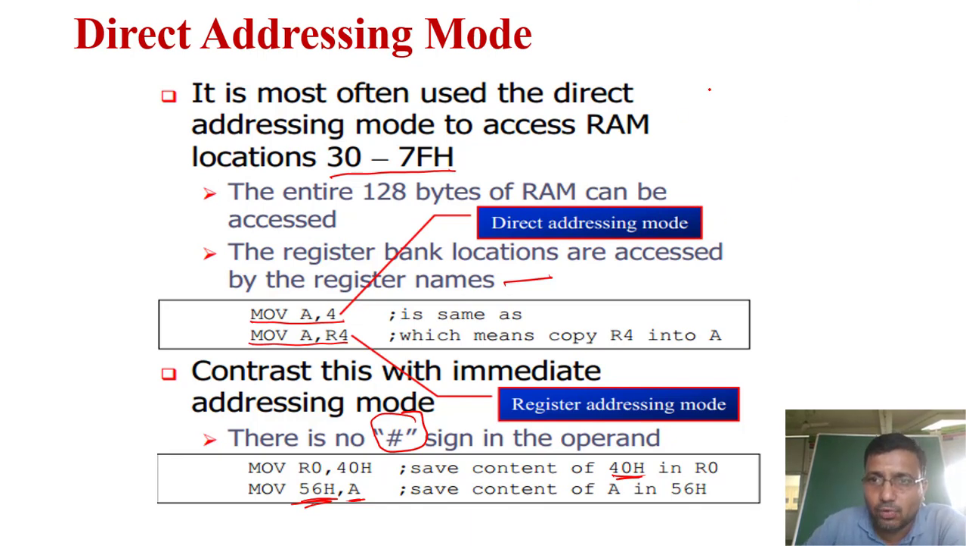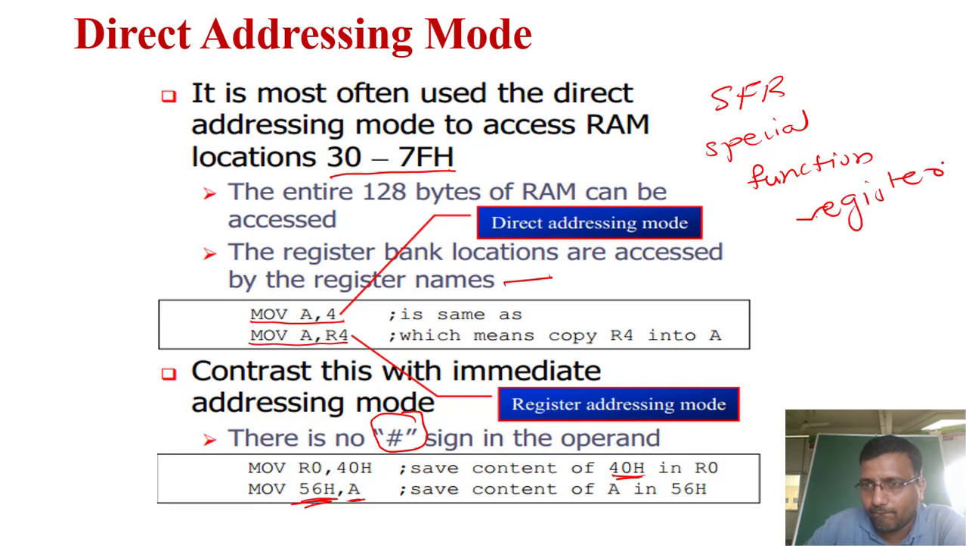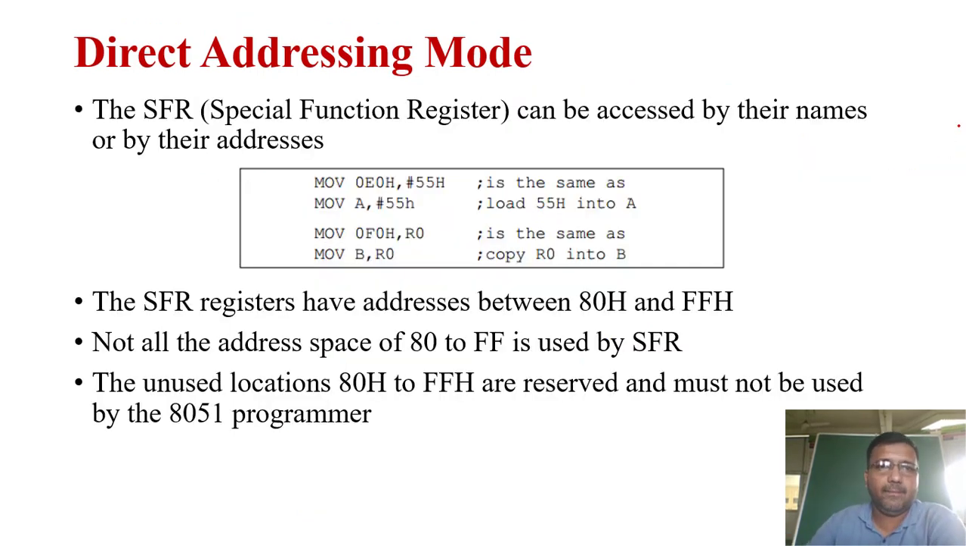The direct addressing mode uses SFRs. SFR stands for special function registers. Again, the SFRs are used here. They can be accessed by their names and by their addresses. Like we can have MOV 0E0H, #55H. This is the same as MOV A, #55H, because the address of A is 0E0.